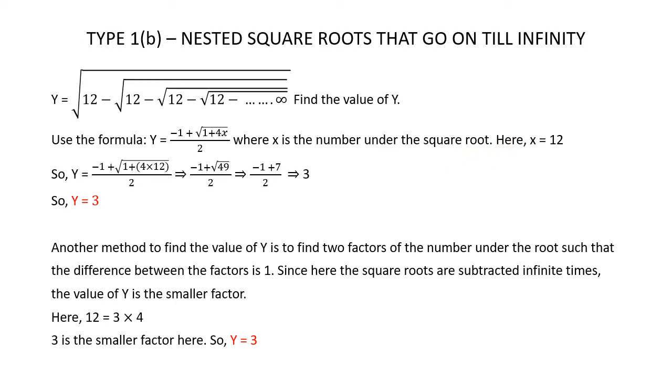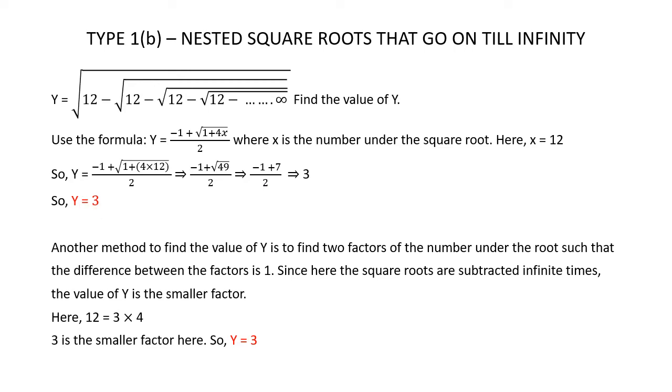Here x is 12. So substituting the value of x in the formula, we have y is equal to (minus 1 plus root of 1 plus 4 multiplied by 12) divided by 2. 4 multiplied by 12 is 48, and 48 plus 1 is 49. So now we have (minus 1 plus root of 49) divided by 2. Root of 49 is 7. 7 minus 1 is 6, and 6 divided by 2 is 3. So the value of y is 3.